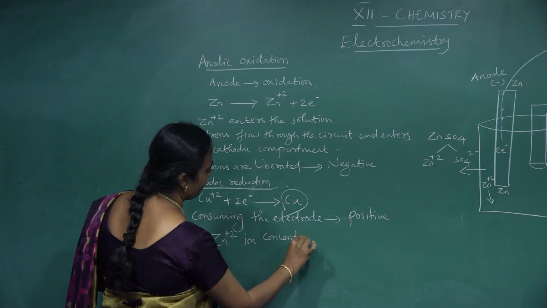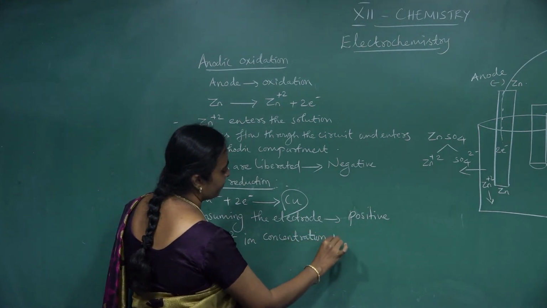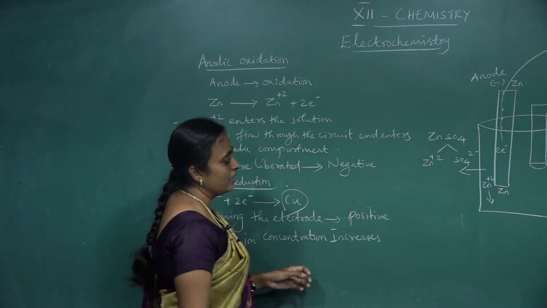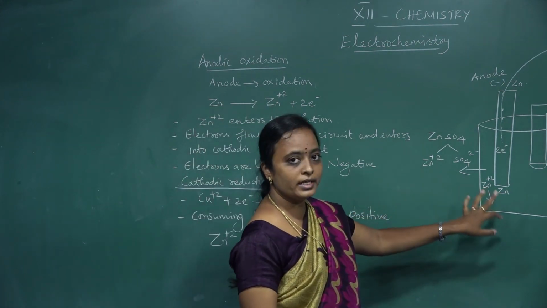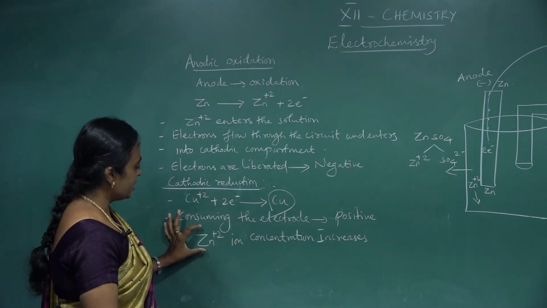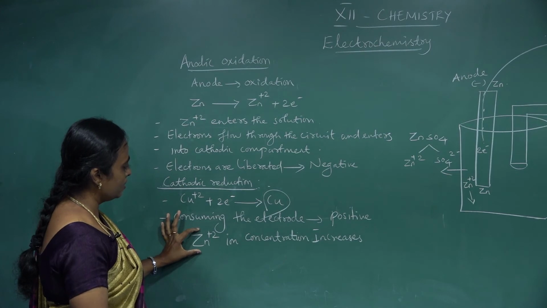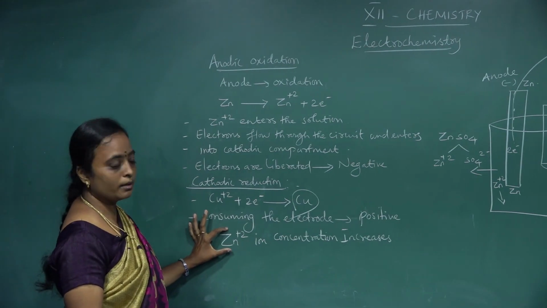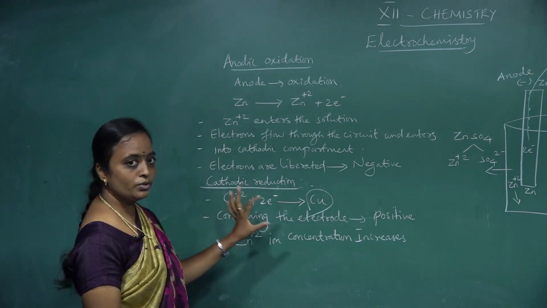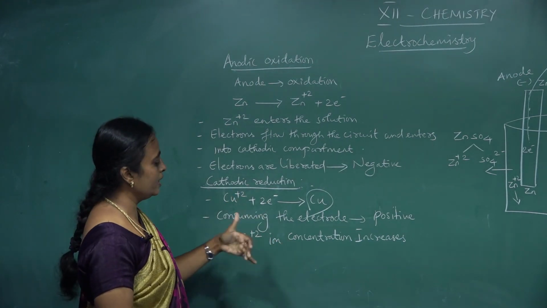increases. Okay, and sulfate ion concentration should decrease compared to the Zn2+. Okay, so the concentration of a Zn2+ ion increases in the anodic compartment, so that becomes a positive part, positively charged will be increased.